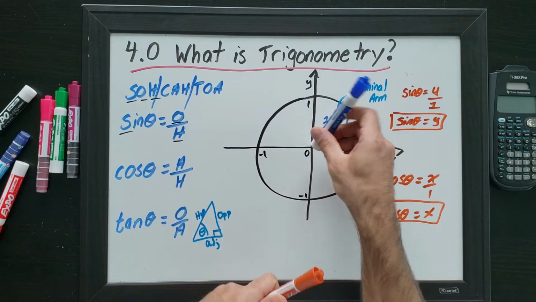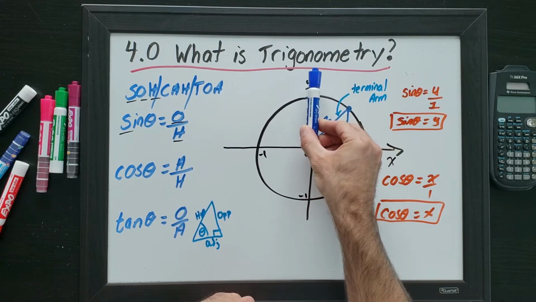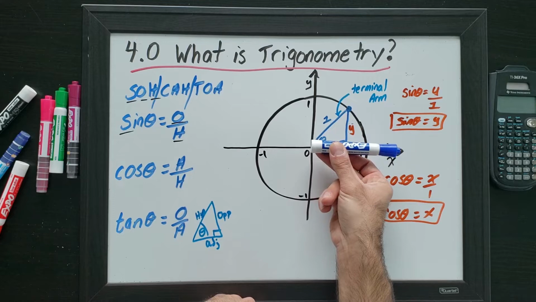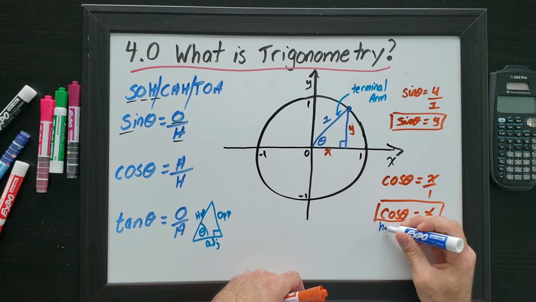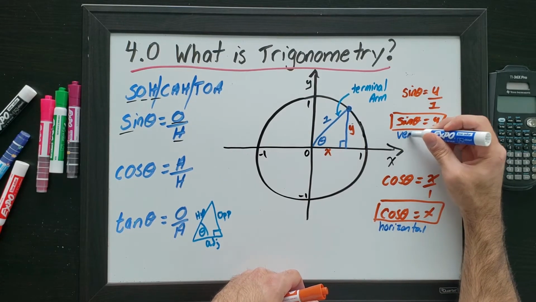So if I get all the way to the top here, I know that sine of 90, this is 90 degrees, sine of 90 is 1. Cos of 90 is 0. Cos of 0 is 1, because we're talking about horizontal distance. Remember, this is horizontal, and this is the vertical.